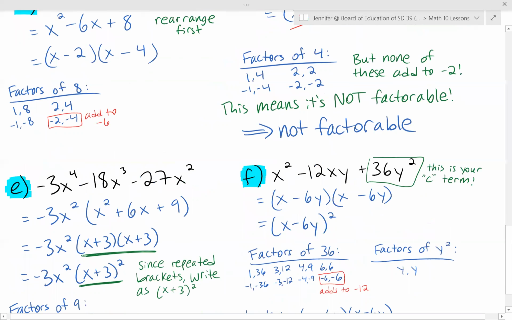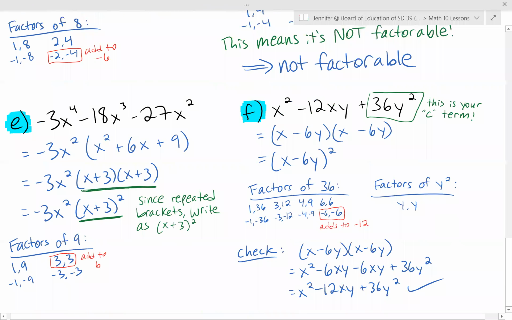Two more examples here. For E, it looks a bit larger because we have a bigger common factor to take out. So it's in order of descending power, but we've got an x to the 4 and an x to the 3. But they all at least have x squared in it. So we can take out x squared from everything. We can also take out -3 from everything. So once we take out that common factor, then we're left with something that's a lot easier to work with.